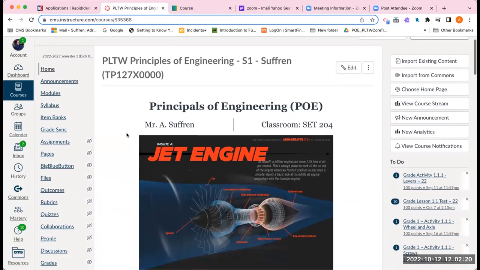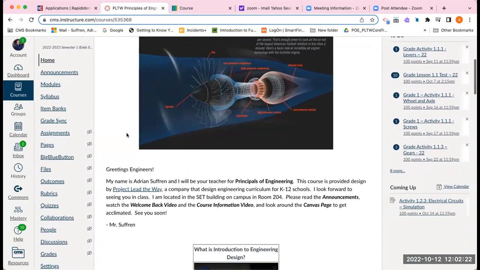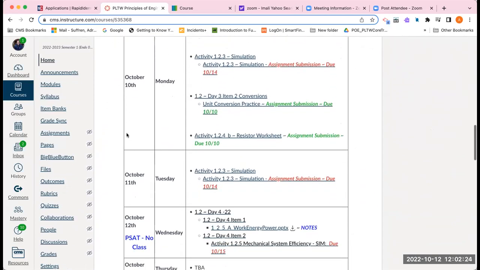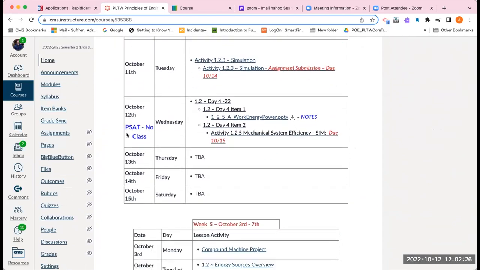Okay, here's my screen. As you scroll down, you're going to see October 12th, no classes, PSAT, Wednesday. And this is today's lesson right here, okay? These are 4 or 5 links of today's lesson. And so this link right here is a page introducing what we're going to do, okay?